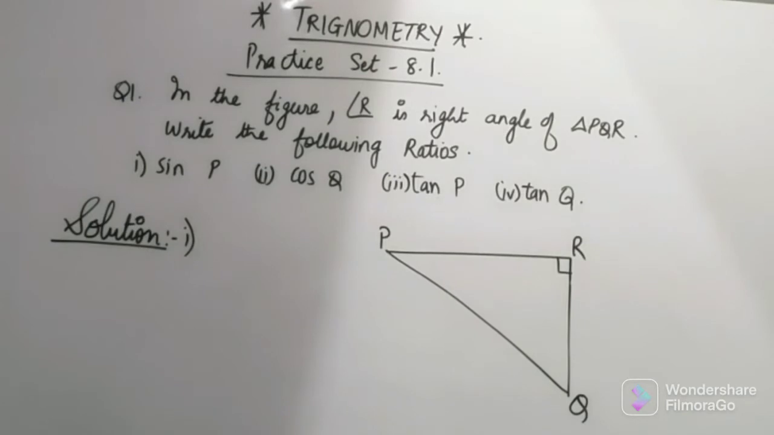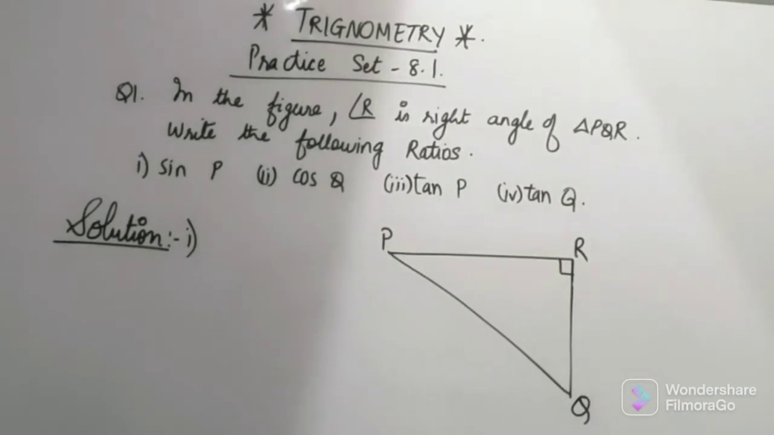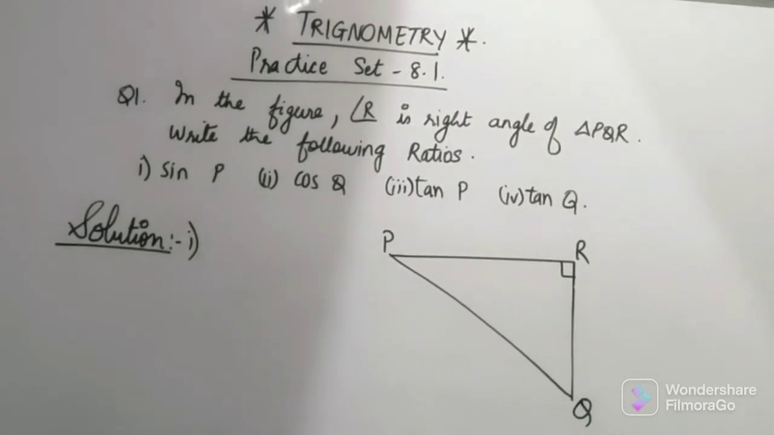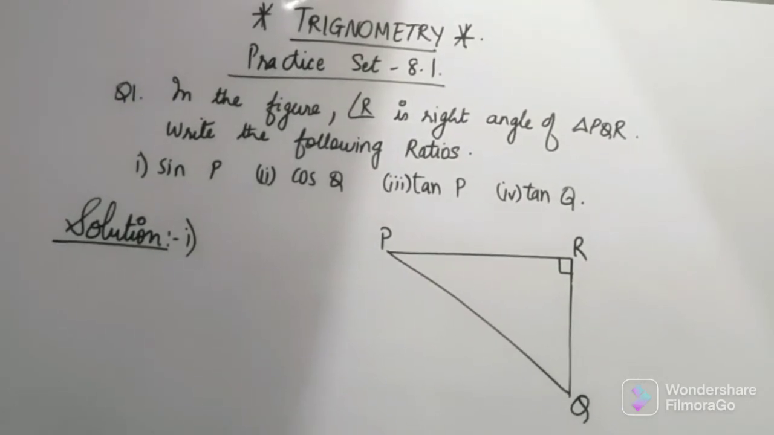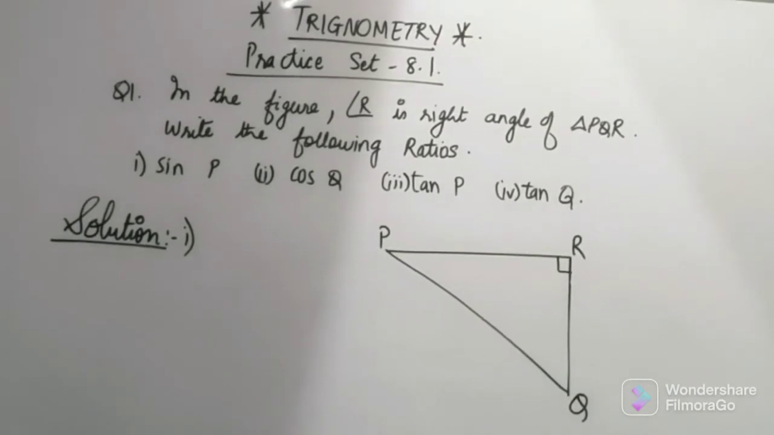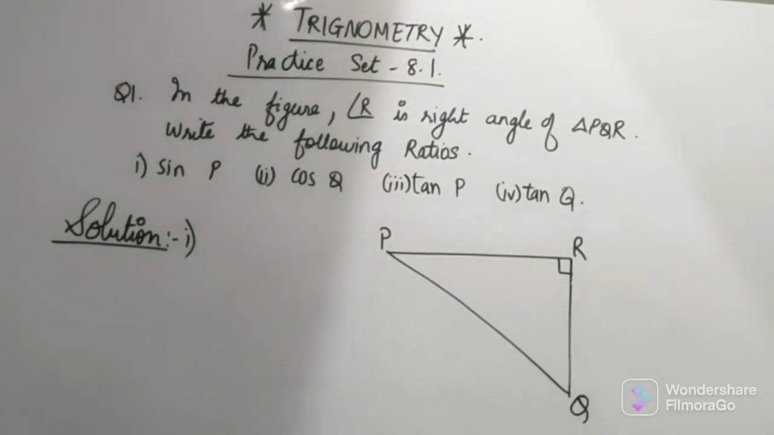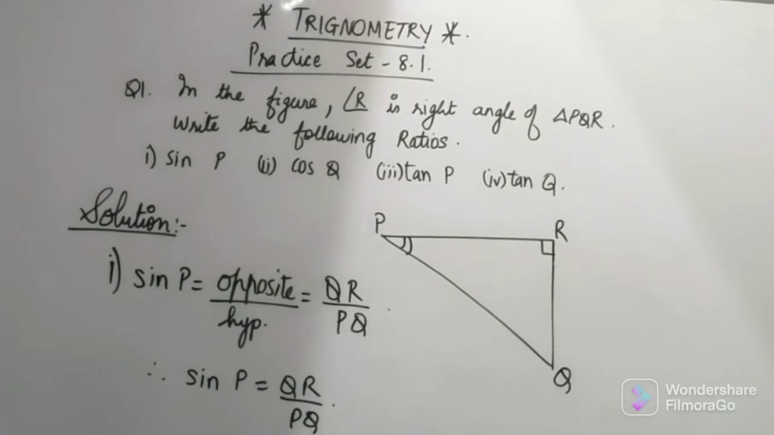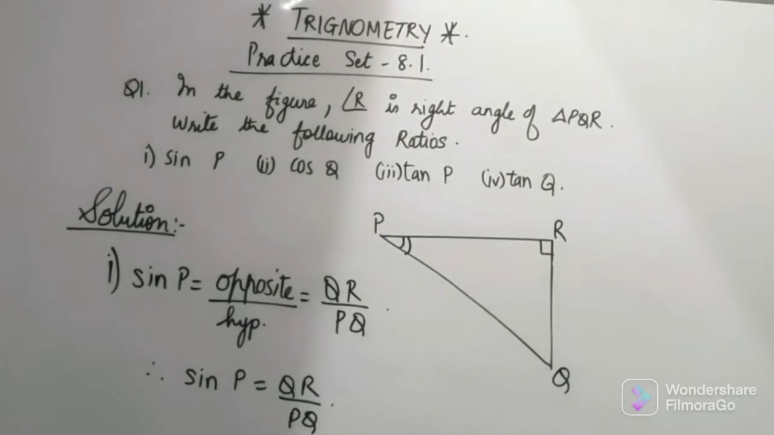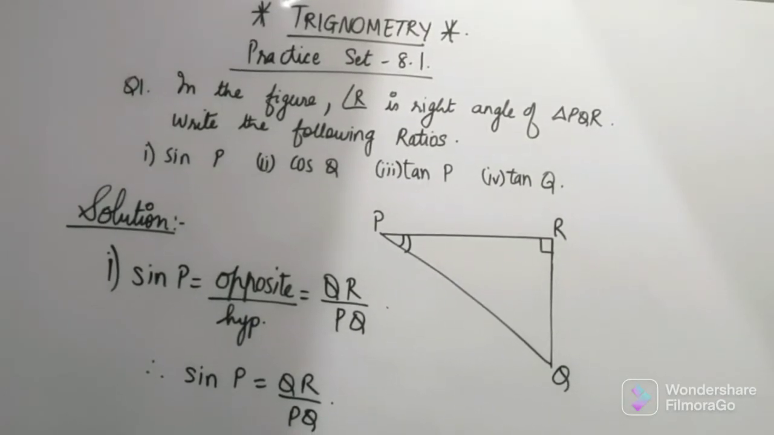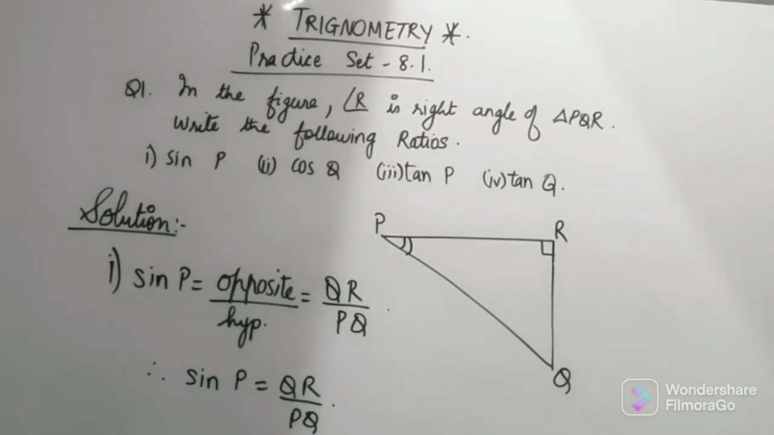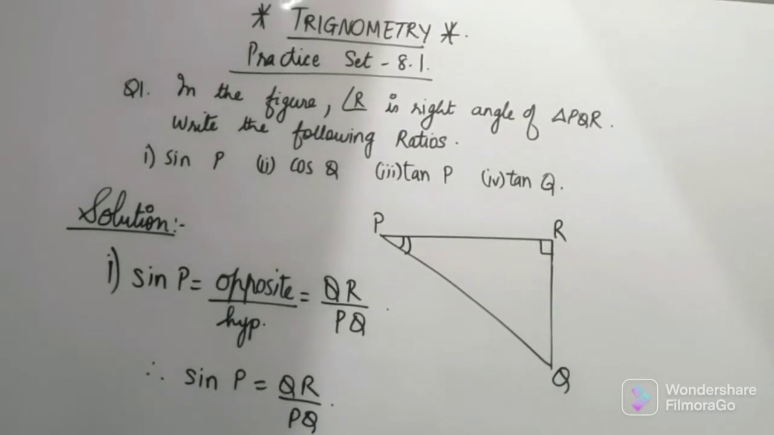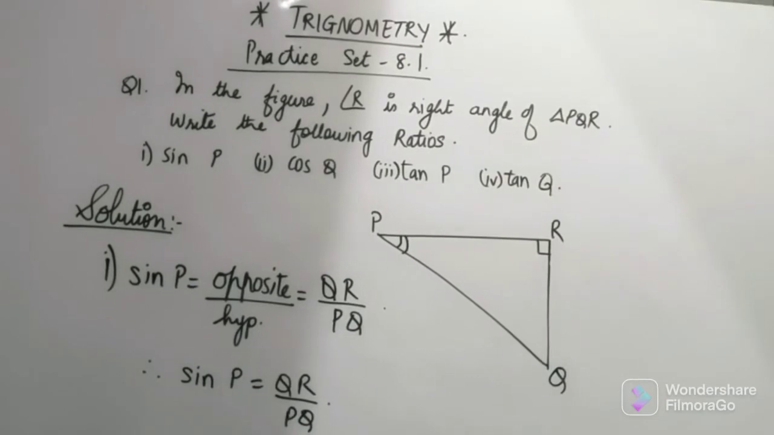So the first question is, in the figure, angle R is the right angle of triangle PQR, and you have to write the following ratios, that is sin P, cos Q, tan P and tan Q. So let's start with the first one, sin P. As I told you, sin P is opposite side upon hypotenuse, so opposite side is QR upon PQ. So therefore, considering P, opposite will be QR upon PQ.